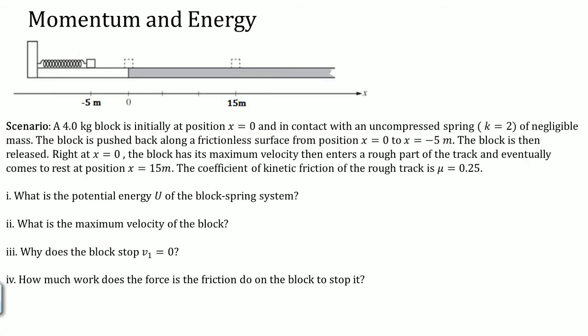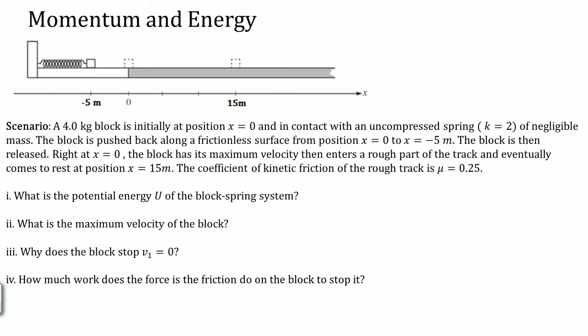Last question. This is the momentum and energy question from a scenario from the FRQ of the AP Physics 1 exam. Here you can read the scenario to yourself. A 4.0 kilogram block is initially at position x equals 0 and in contact with an uncompressed spring, k equals 2, of negligible mass. The block is pushed back along a frictionless surface from position x equals 0 to x equals negative 5 meters. The block is then released.